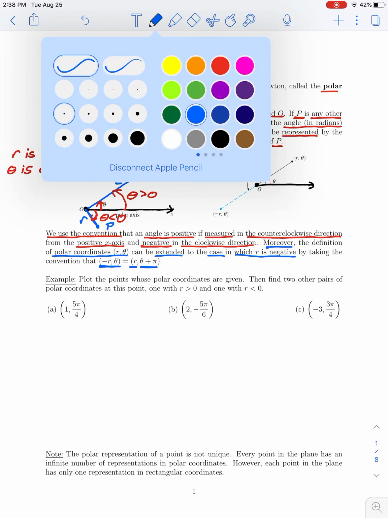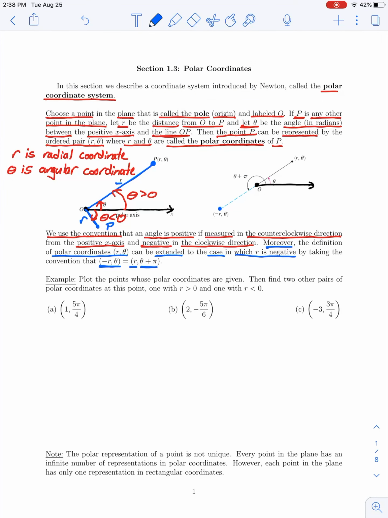And let's say that we have some point P, which has coordinates negative r, theta. So how exactly could we think about that point if r is negative? Well, there's a couple of ways to think about it. One way is to consider that the same point as positive r, theta plus pi.